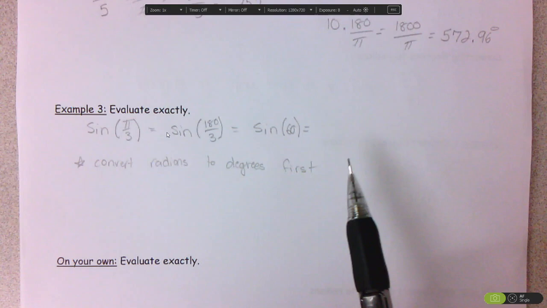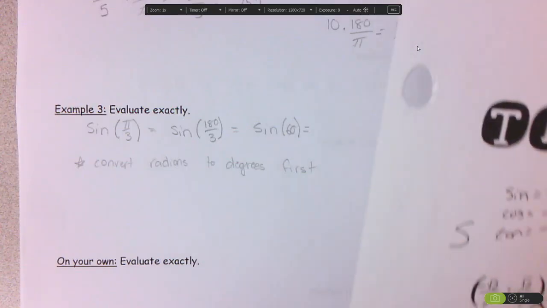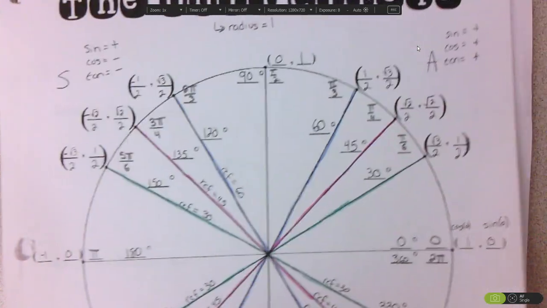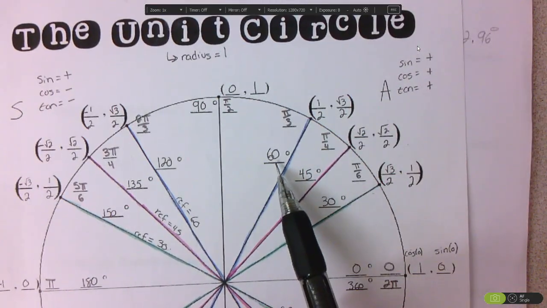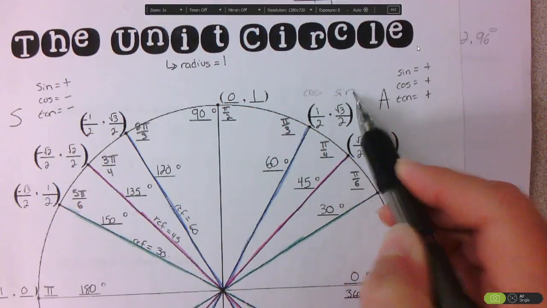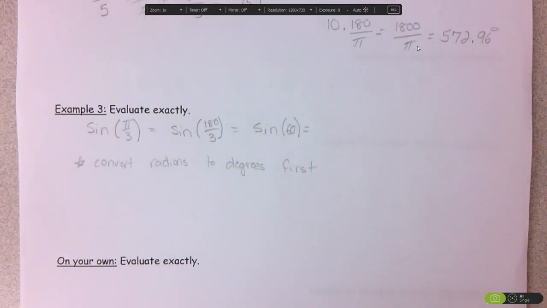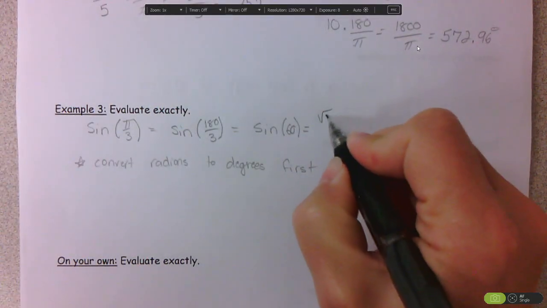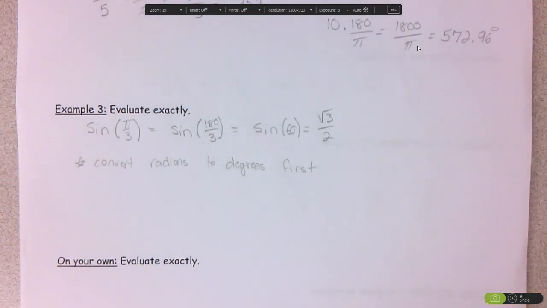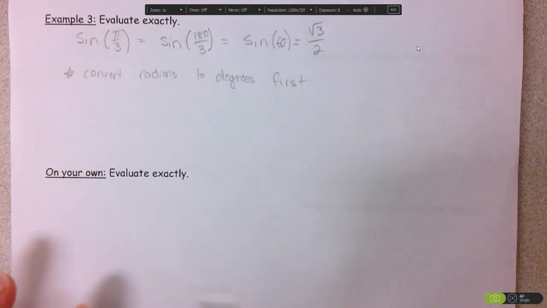Then we can go to our unit circle. Here's our unit circle, here's 60 degrees. We know it's always cosine and then sine. So sine of 60 degrees is root 3 over 2, and we're done. Let's try another one on our own.